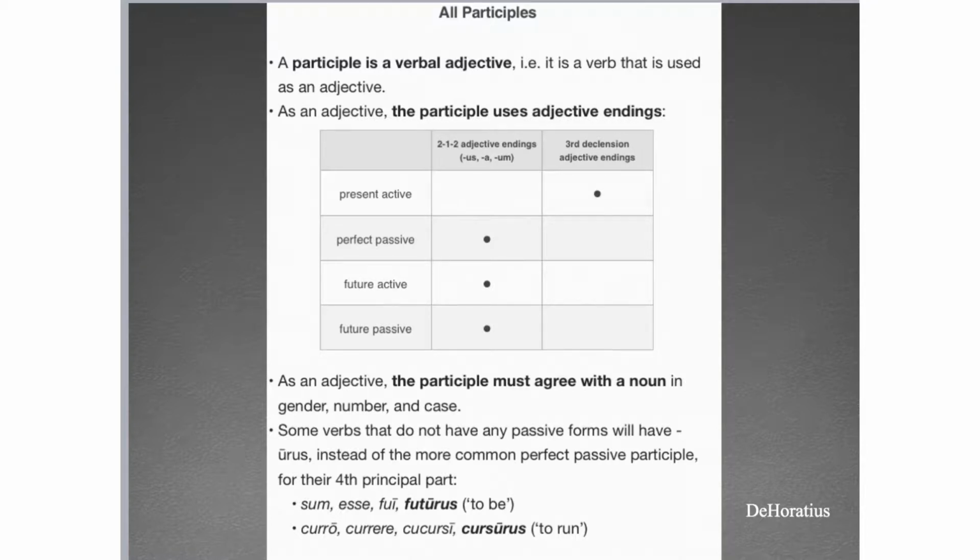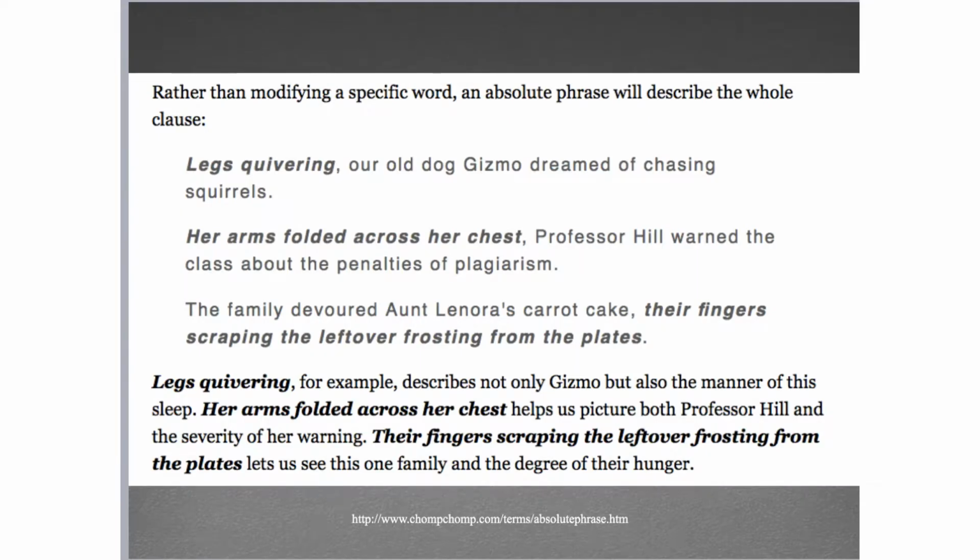The 4 participles are listed with which endings they use. Present active is the only one that uses third declension. The other 3 use -us endings. In ablative absolute, we're pretty much just going to be dealing with the first 2, the present active or the perfect passive. It's pretty rare for a future active to be in an ablative absolute, and I can't think of any future passives that have been in an ablative absolute. So we'll take a look at present active and perfect passive as they're used in the ablative absolute.